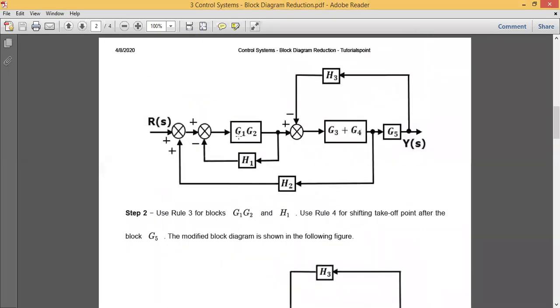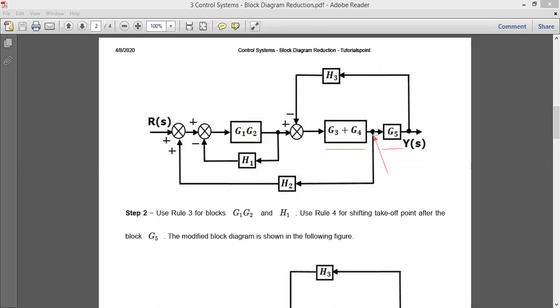In this figure, we have changed to series and parallel. Now here is a takeoff point, here is one more takeoff point and here is one feedback. If you carefully observe, the block of G3 plus G4 and G5 are in series, just an assumption I'm telling. They are in series. But what is the hurdle between these two blocks? The problem between G3 plus G4 and G5 is this takeoff point.